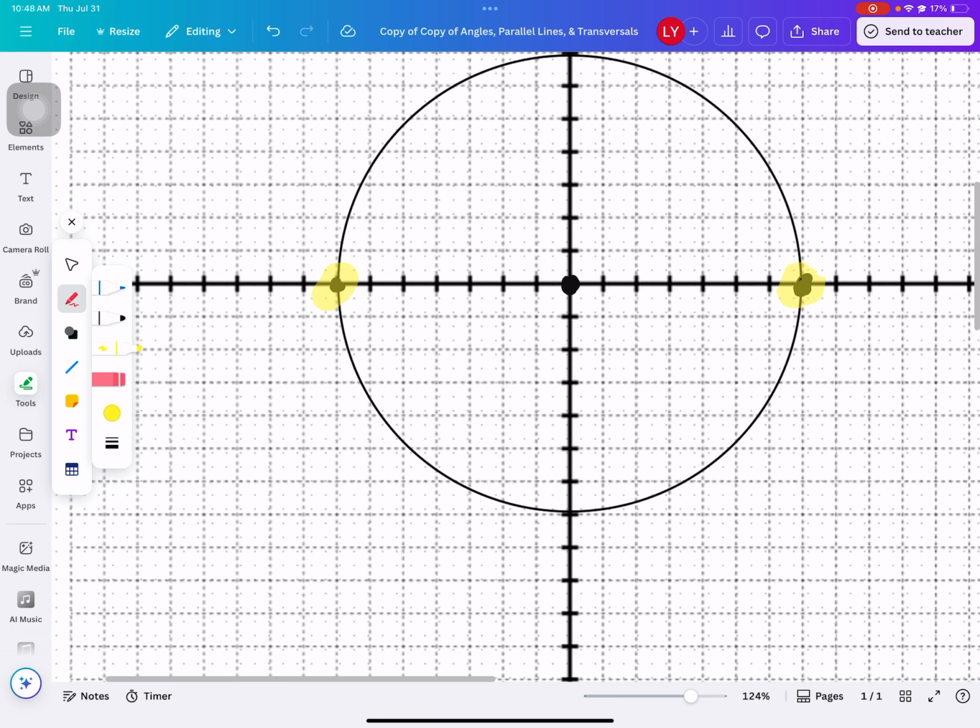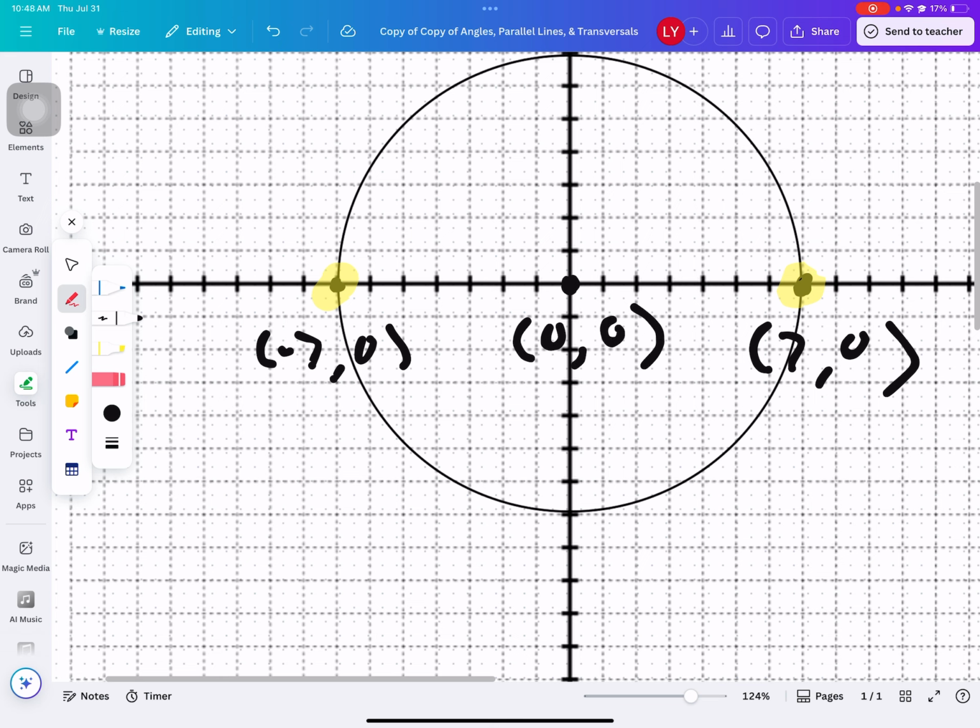So if we have here negative 7, 0, and 7, 0. Now, if they're on the same x-axis, then all we need to do is find the midpoint. Negative 7 and 7, the midpoint is obviously 0. And just like that, we have found the midpoint of the 2 points, which is also the center.